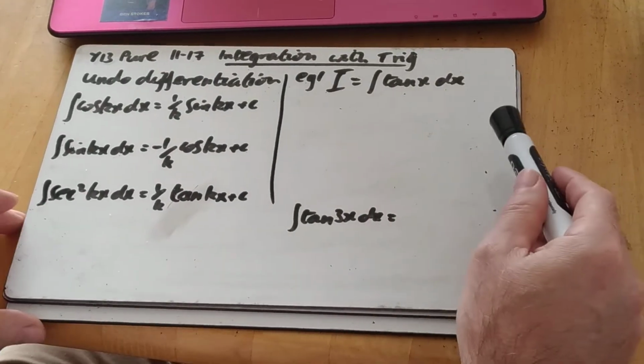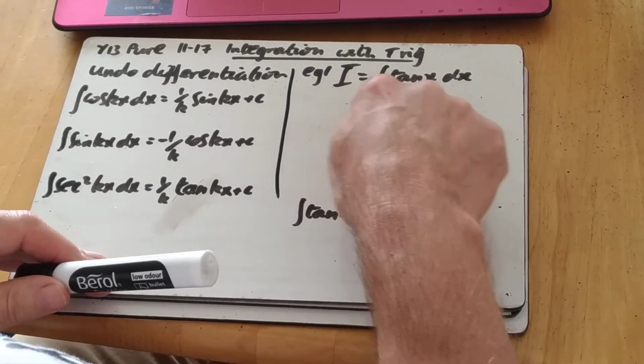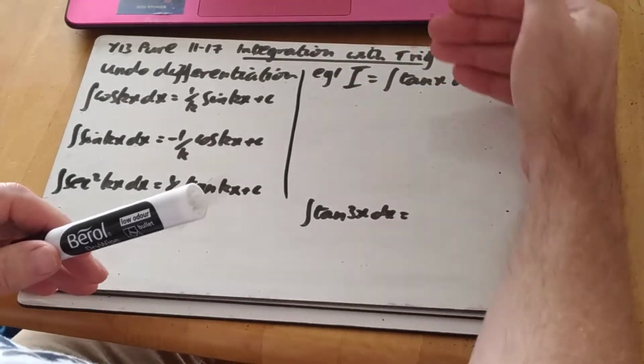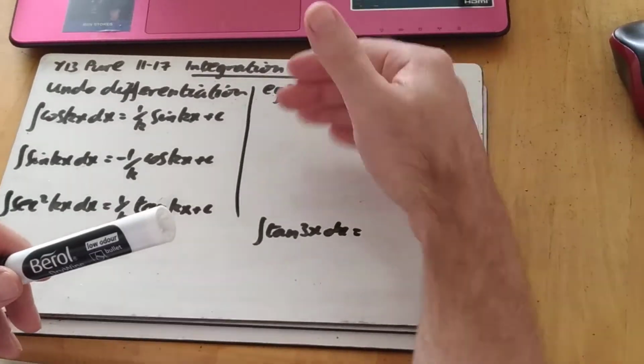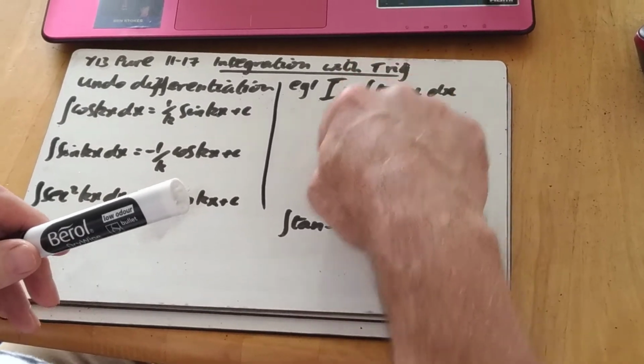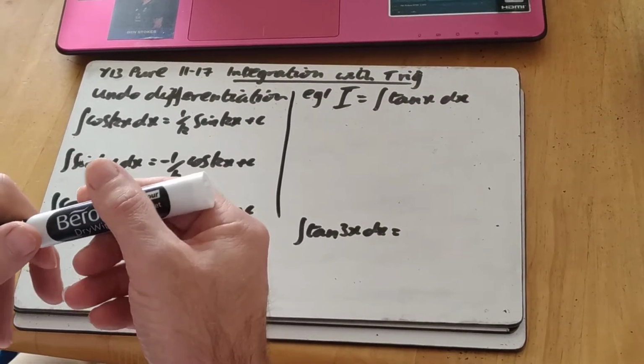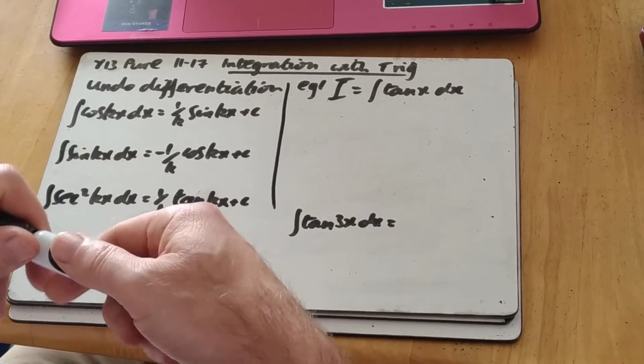We'll start with integrating tan. I like writing I equals because I might have to do something to my function first and then integrate it afterwards. It reminds me that rather than just writing a random equals later on, if I write I equals, I'm going back to where I started. So I equals the integral of tan x dx.